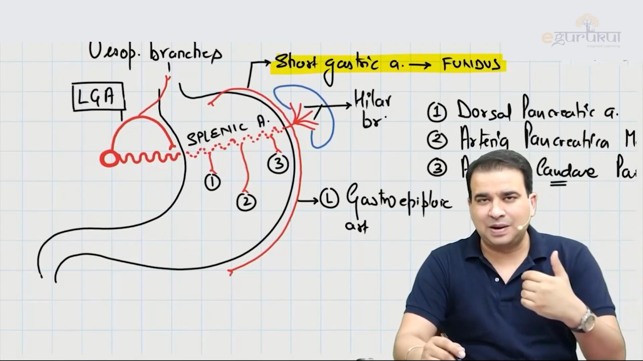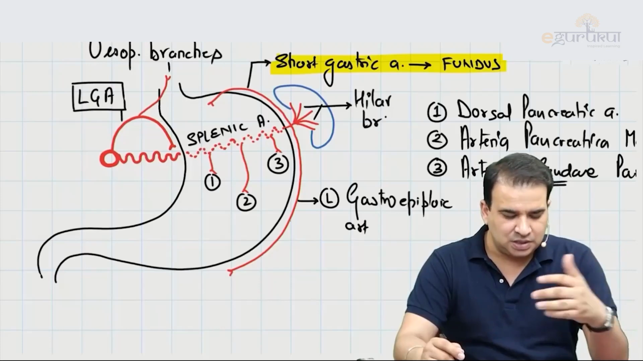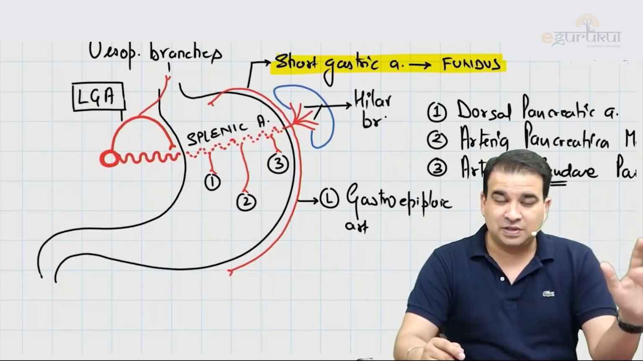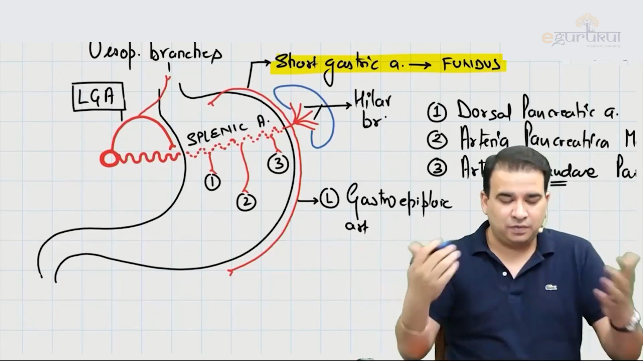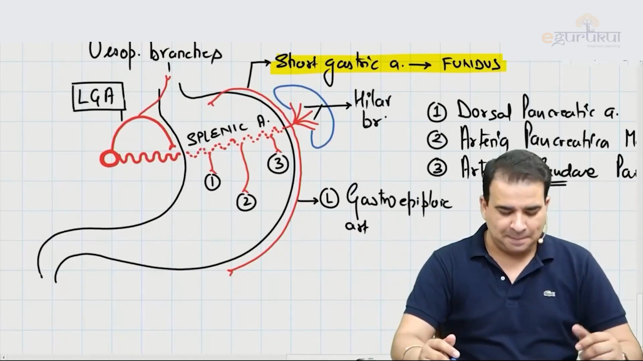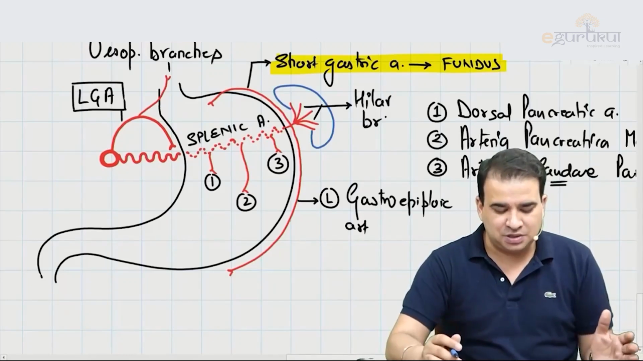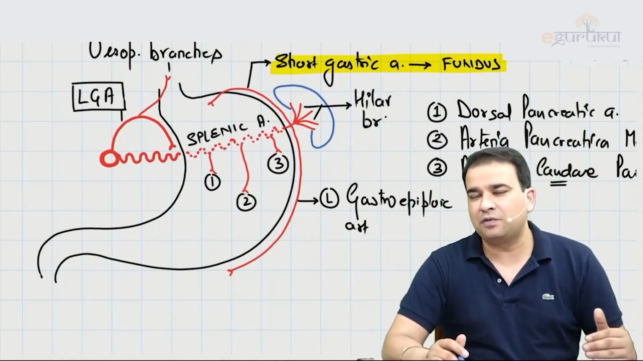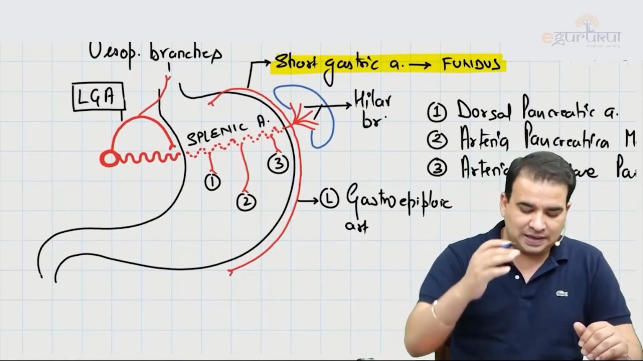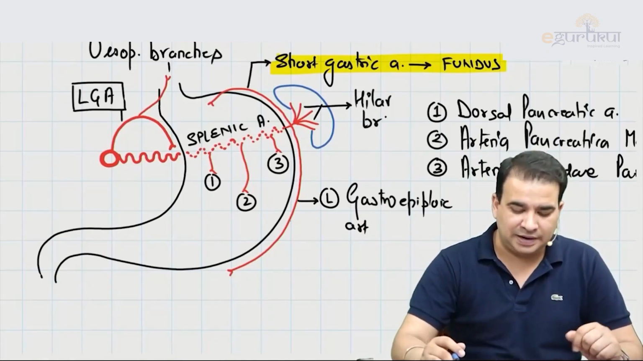Splenic artery obviously supplies the spleen via hilar branches, and supplies the posterior surface of the stomach also. It is running behind the stomach, gives off numerous branches to the stomach. It supplies the pancreas by the three major named branches, and then we have the short gastric artery for the fundus of the stomach, and this gastroepiploic artery is running along the greater curvature.